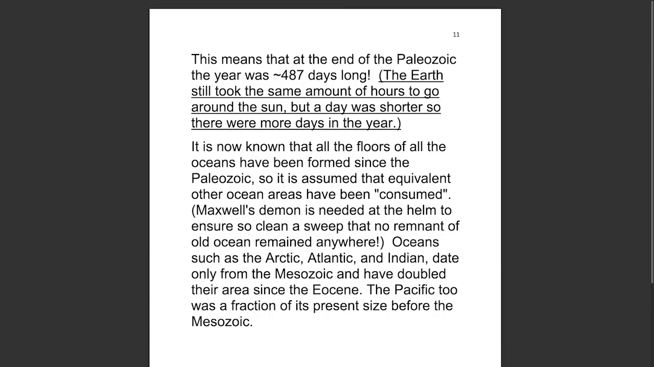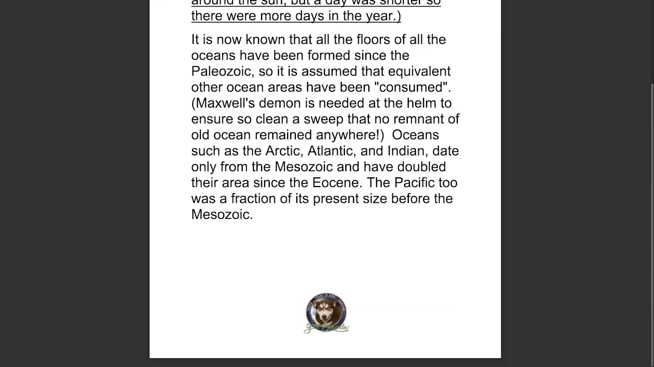It's now known that all the floors of the ocean have been formed since the Paleozoic. So it's assumed equivalent ocean areas have been consumed if you're going to keep the size of the Earth the same. This is Carey's terms. Maxwell's demon is needed at the helm to ensure the clean sweep of the ocean's floor so there's no remnant of old ocean remaining anywhere. Oceans such as the Arctic, the Atlantic, and the Indian date only from the Mesozoic and have doubled their area since the Eocene. The Pacific, too, was a fraction of its present size before the Mesozoic.